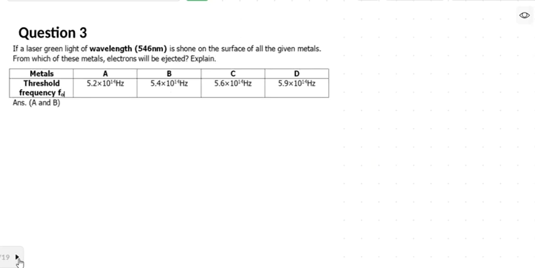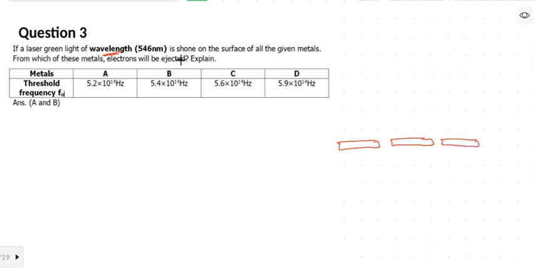Okay. Now, what I remember, this question is from the past papers, or identical to one question of the past papers. In question number 3, if a laser green light with a wavelength, so he's giving me the wavelength of the used light, is shone on the surface of all given metals. So I have 4 different metals. From which of these metals electron will be ejected? Okay, let me understand more. I have 4 different metals.